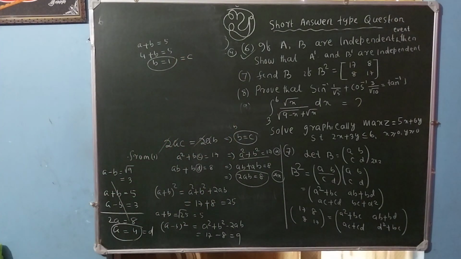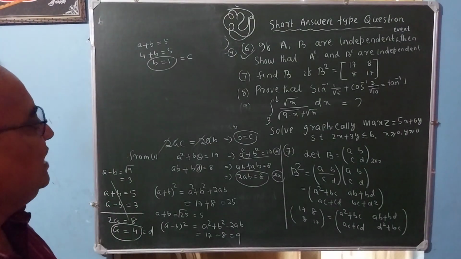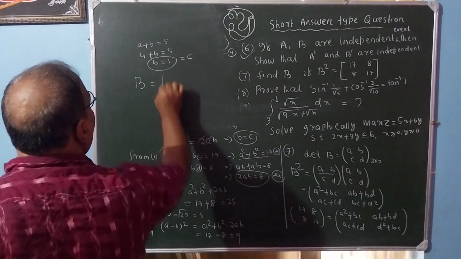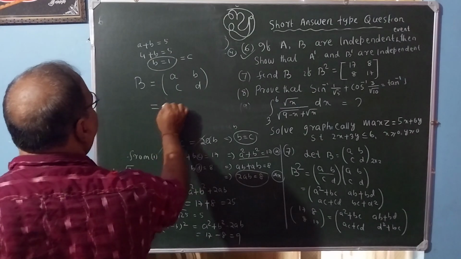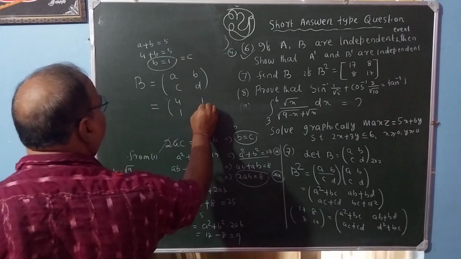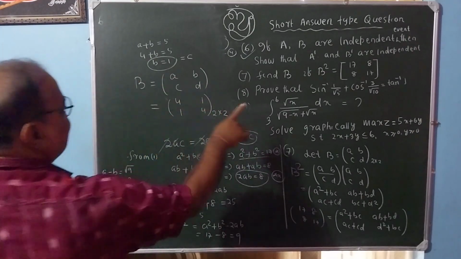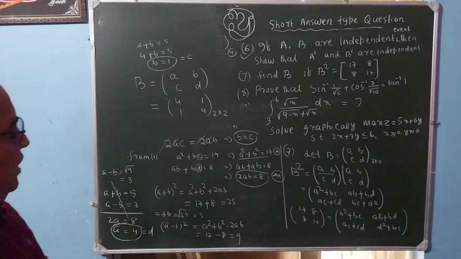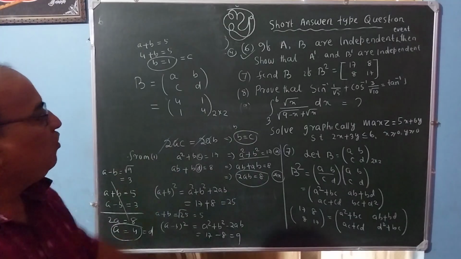So A is coming out, B is also coming out, C is also coming out, D is also coming out. So the matrix B is equal to A, B, C, D. Write down A is equal to 4, here it is 1, 1, 4. Okay, so B square is given. Our aim is to find out the value of B. So B is getting as 4, 1, 1, 4.